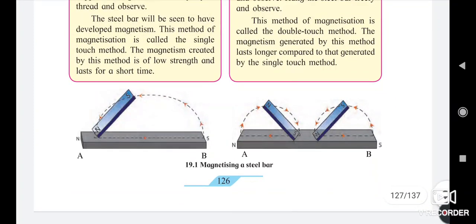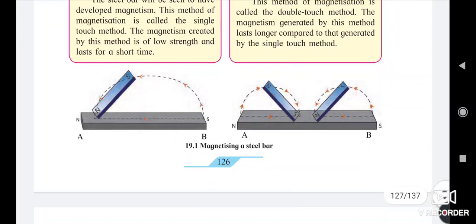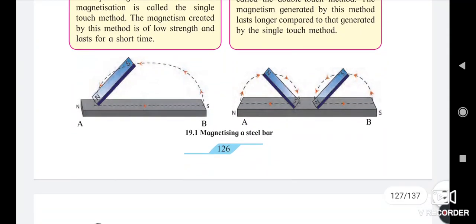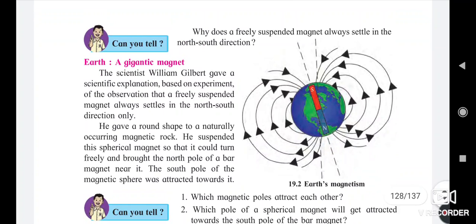With the double touch method we create magnetism which lasts longer as compared to the single touch method.